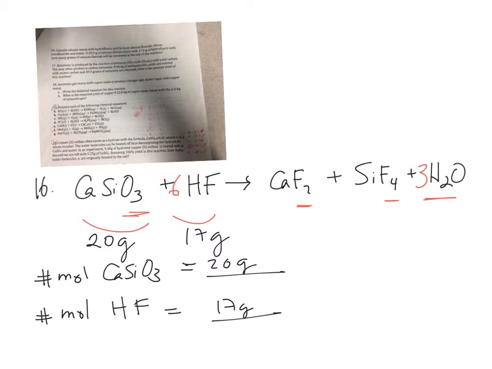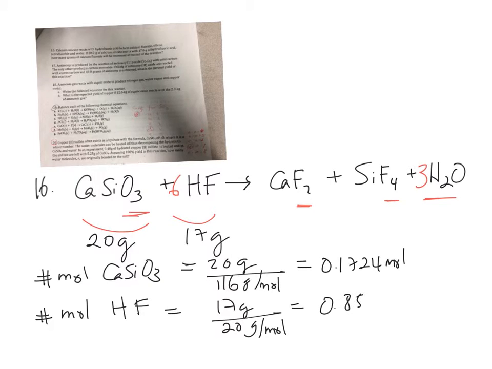The number of moles of calcium silicate would be 20 grams of the mass divided by its molar mass, which if you go to the periodic table and calculate would be 116 grams per mole. The answer here would be your number of moles, and that should be 0.1724 moles. And then you do the same with the HF: 17 grams divided by its molar mass, which is 20 grams per mole, and you get 0.85 moles. So these are the actual number of moles of each reactant.